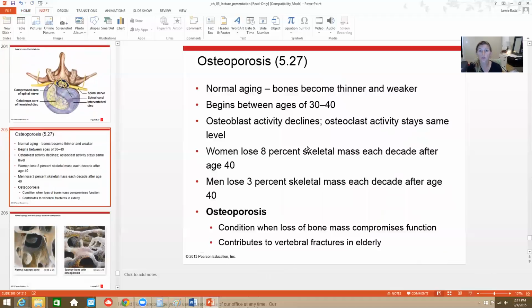Osteoporosis occurs with normal aging. As we age, our bones become thinner and weaker. This all happens around age 30. Bone ossification and calcification begins to slow down dramatically. Osteoblast activity declines. Women are actually losing 8% of their skeletal mass after the age of 40. Men only lose 3%. It has to do with hormones like estrogen. Osteoporosis is the condition that's going to contribute most to fractures in the elderly.